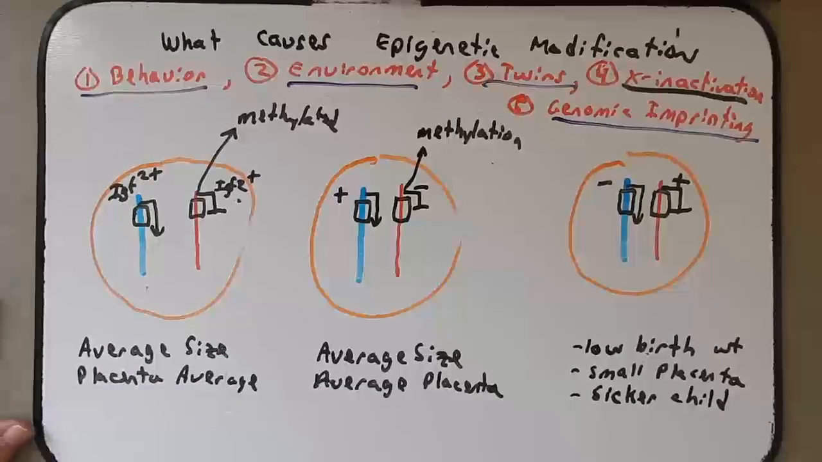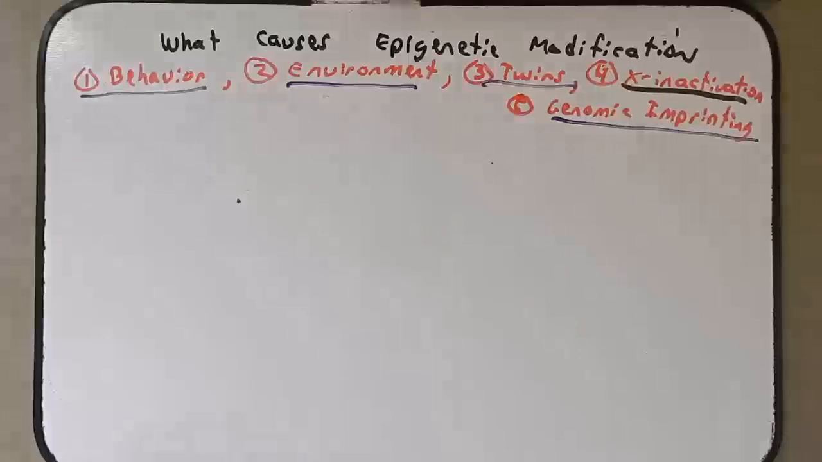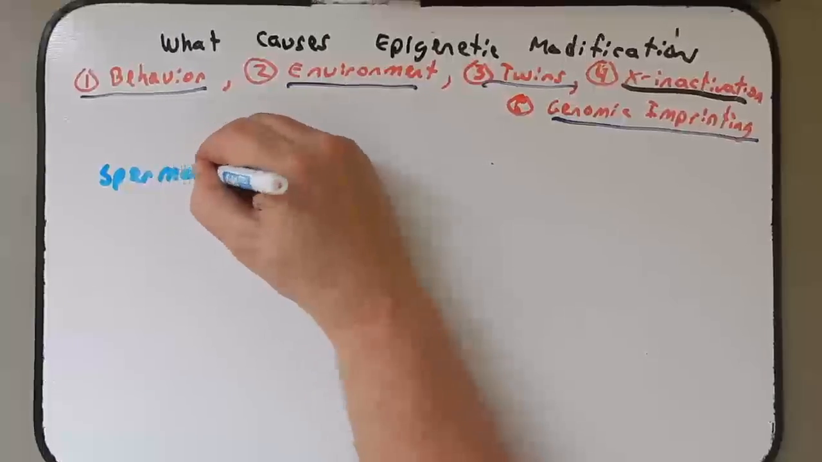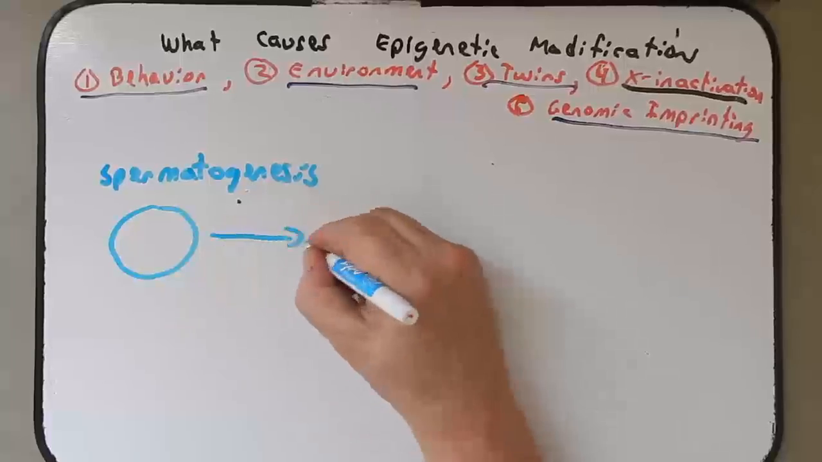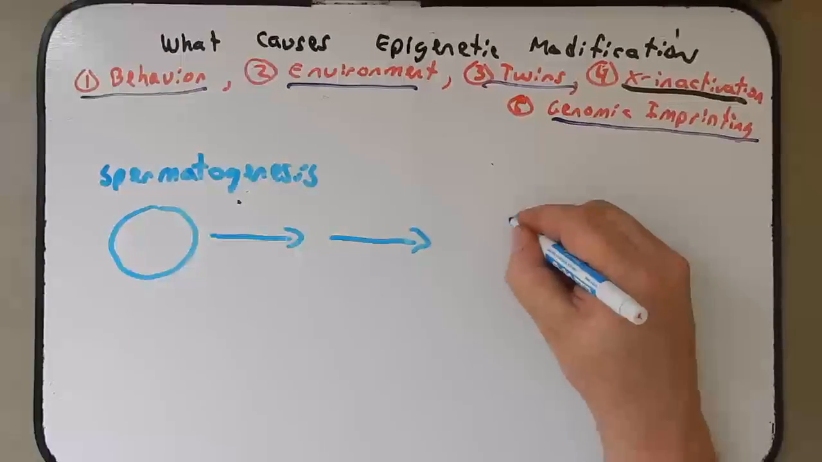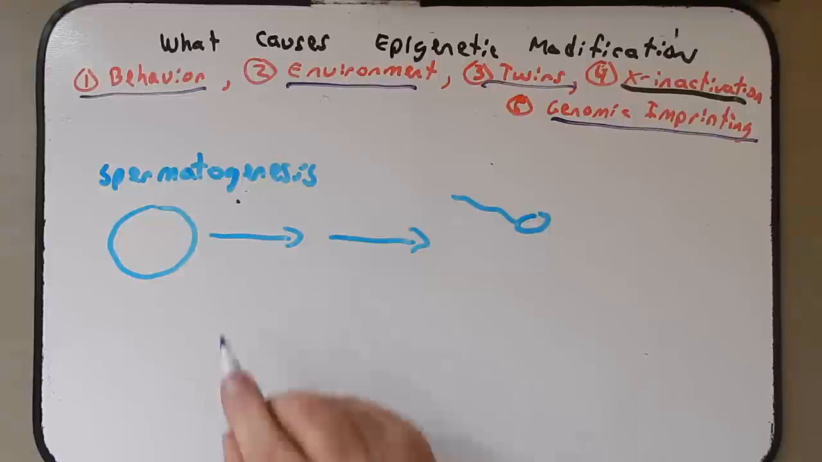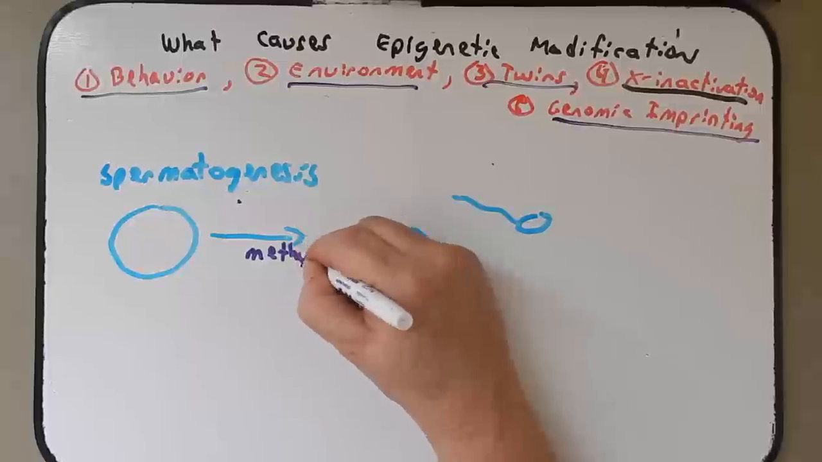I want to talk a little bit more about this genomic imprinting phenomenon. As I mentioned, that methylation is what causes it. But I want you to know that the process of making sperm, spermatogenesis, starting with a precursor cell and then through several events that we'll talk about when we talk about meiosis, will eventually give you a sperm cell. And during this process, certain genes are methylated.